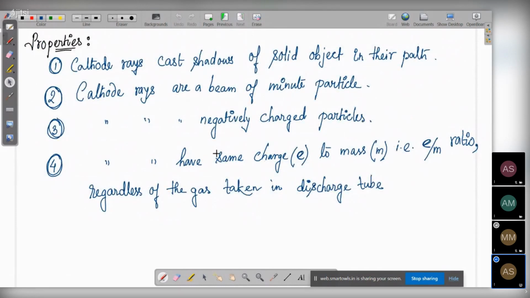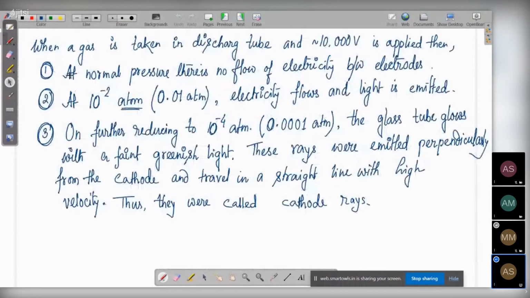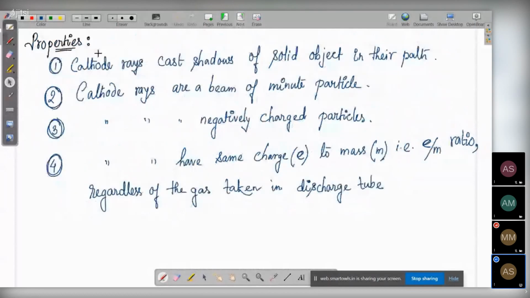This is quite important for your school level examination, more than the observation. Okay, more than the observation, these properties are important. Are these properties clear to everyone? Yes, sir. Okay, and till this much, is it clear to everyone, the observation, the diagram, the properties, everything? Yes, sir. Sir, one doubt, sir. Okay, yes.